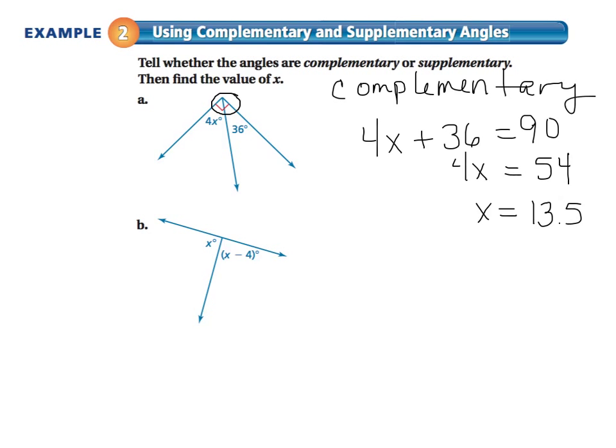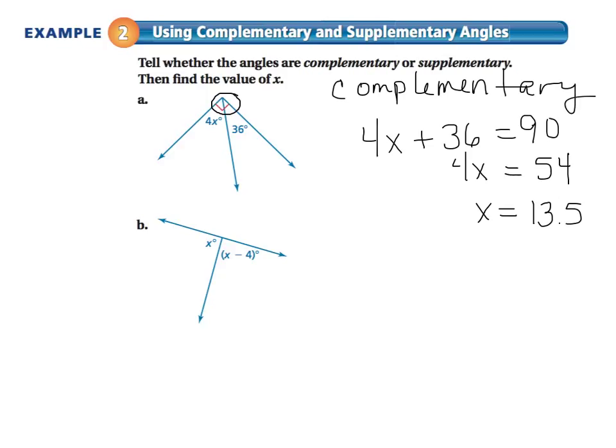Now, there are many times in which the problem won't ask you to find x, but then you plug 13.5 back in. Take 4 times 13.5, and if we check that, it will give us 54 degrees for this angle measure. And 54 plus 36 degrees would give me 90 degrees.